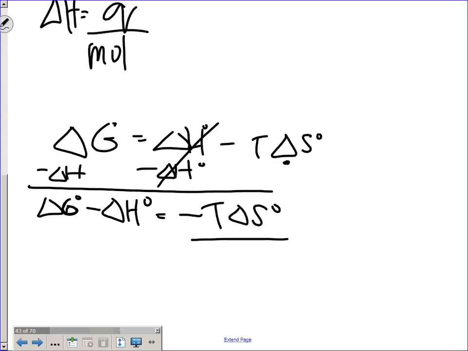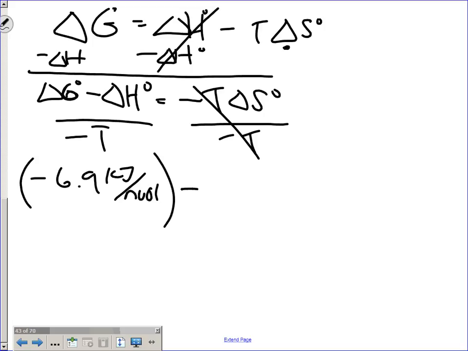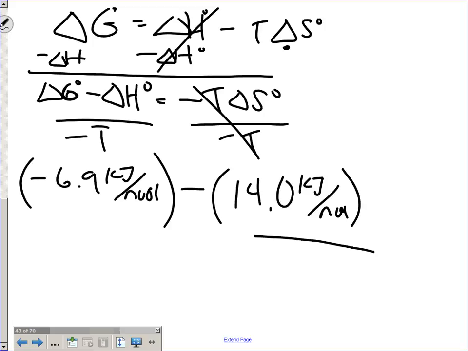Divide by negative T. And one of you guys said divide by negative T, then you forgot the negative. Okay? So in terms of this now, T cancels. So then up here you had like a negative 6.9 kilojoules per mole for your delta G value, minus your delta H they gave you at 14.0 kilojoules per mole, over negative 298, because that was your Kelvin value.